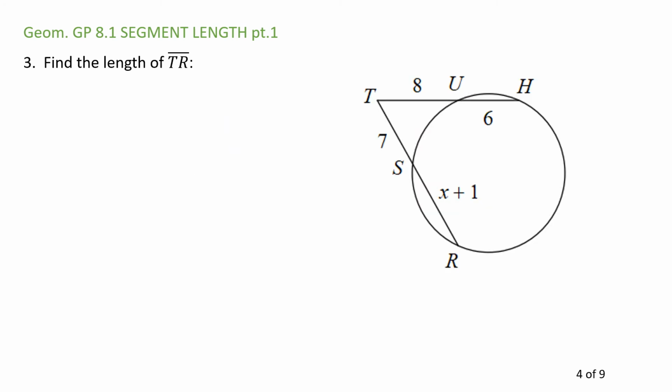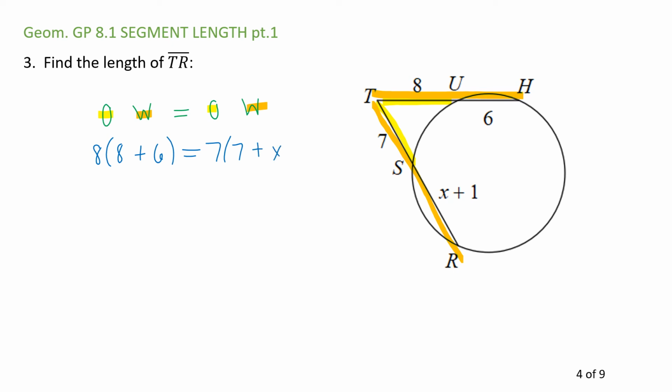Does it get any harder? Ow, doesn't. If you see segments that extend outside, then the formula is outside times whole, where you will have to add. That's ow. Outside times whole equals outside times whole. So write it down. As soon as you write down the outside, write it down again. 8 times 8 plus 6 equals 7 times 7 plus x plus 1.